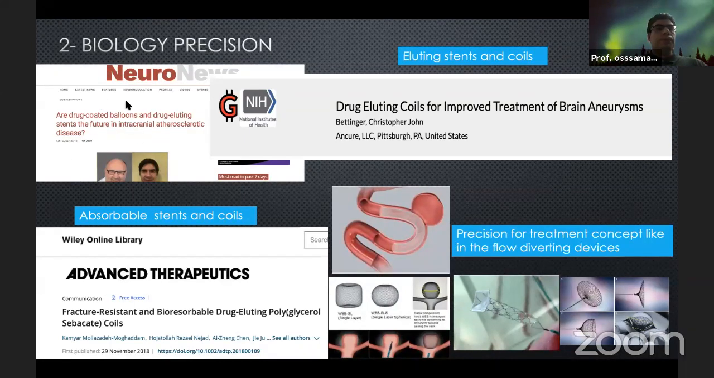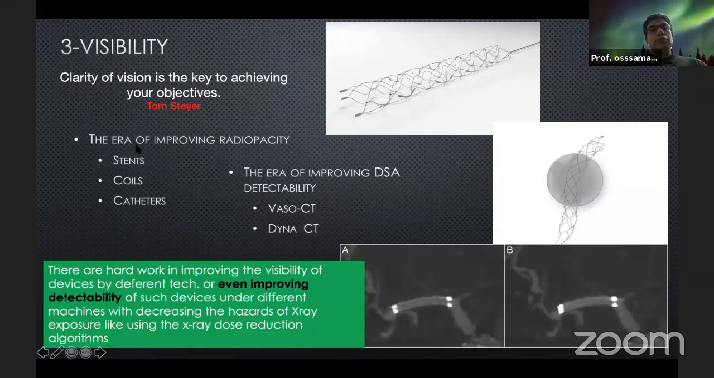When we talk about the visibility of the device, I think they are working very hard on both arms. Number one, improving the radio-opacity, which is improving more and more, and improving DSA detectability. I think it's going to improve regarding the ability of the DSA machines to detect very, very small details of the device, and by this we can precisely deploy the device or use the device intravascularly.